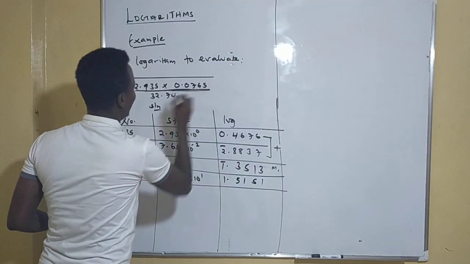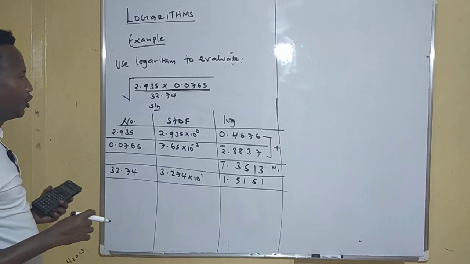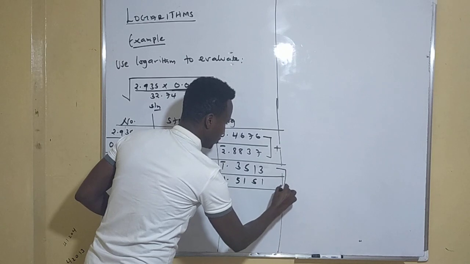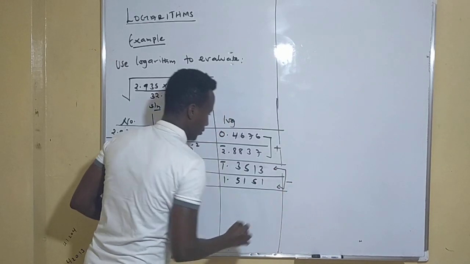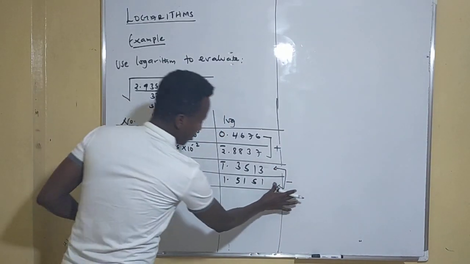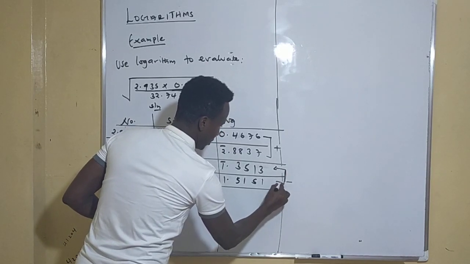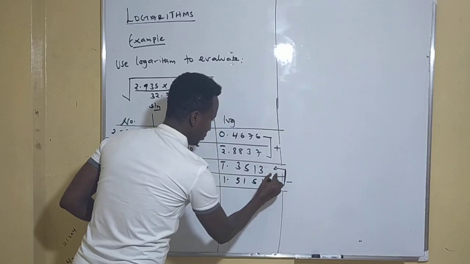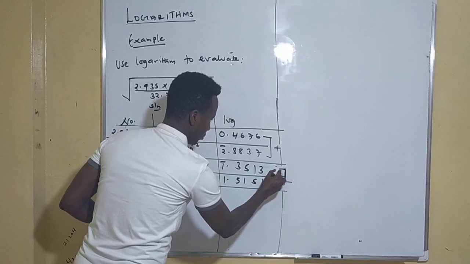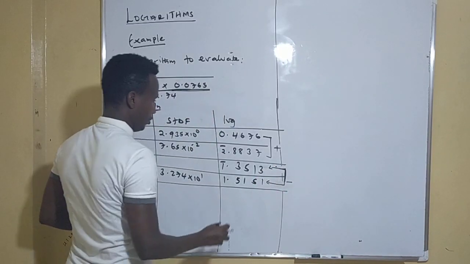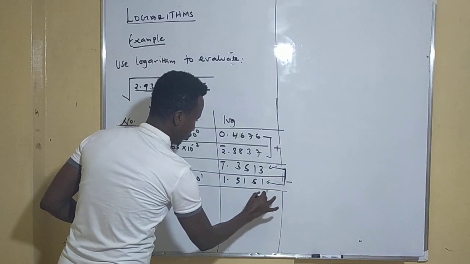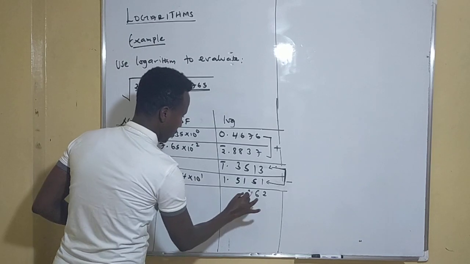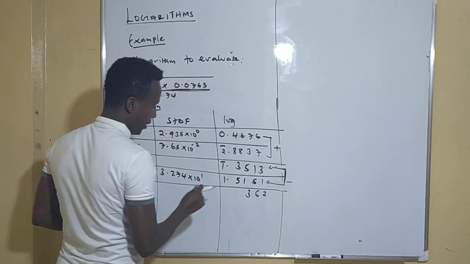This what? Division, this sign. So division means subtraction. So we'll subtract these two again. You're going to say subtract these two. So it will be how much? Let's get the final answer. Subtract these two. So subtract that will be 2, 6, 3.